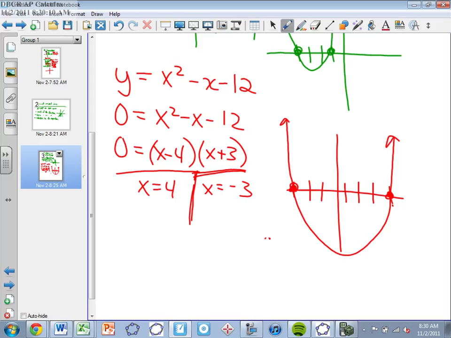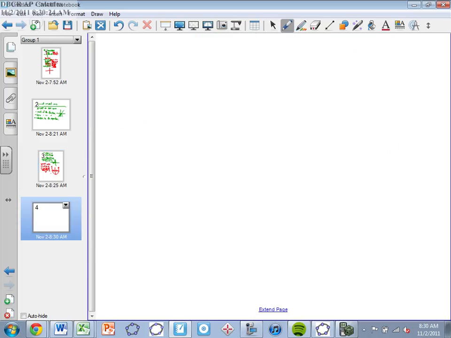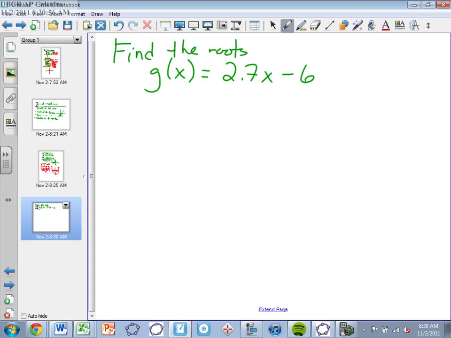Okay, so again, if you want to find the x or y intercepts, you set the other coordinate equal to 0. Now let's look at some examples that are a little more tricky. And here's where you're going to have to use your calculator. So, for the next example, let's say we have g of x equals 2.7x minus 6. Find the roots of this function. The goal here is to find the roots of the function.